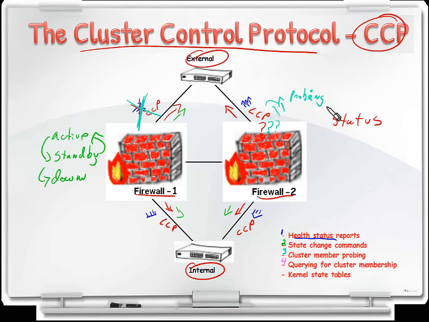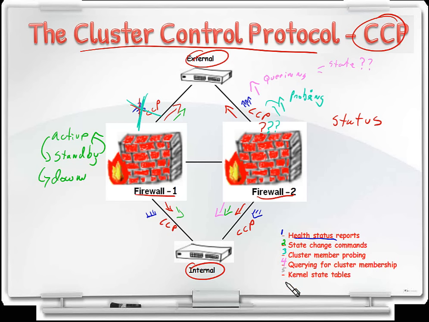And fourth, querying the cluster membership. So when the machine is first coming online, it's going to query the cluster to identify which machines are actually in the cluster, what state those member machines are in, and to signal that it's trying to join the cluster, and to identify what state it should join in when it joins the cluster.